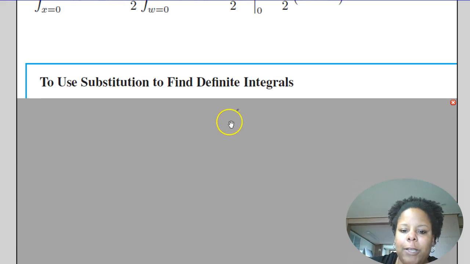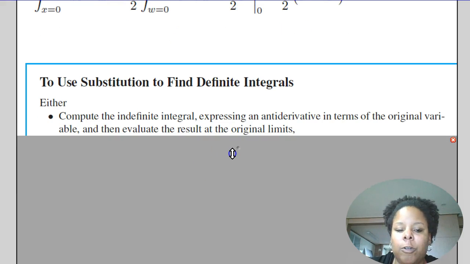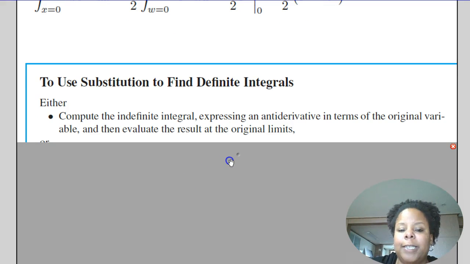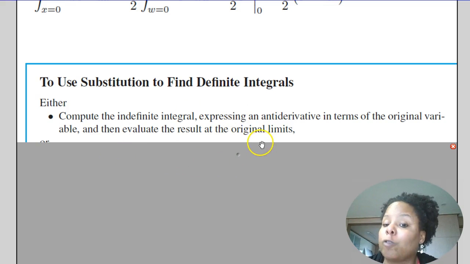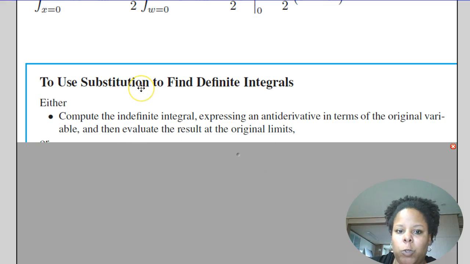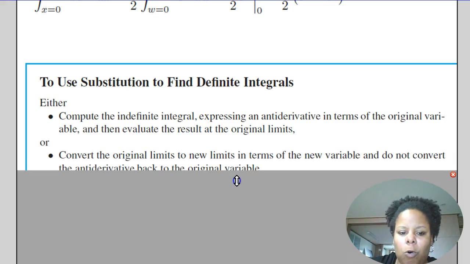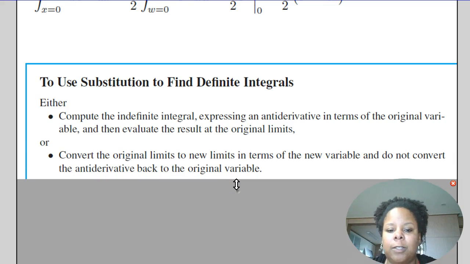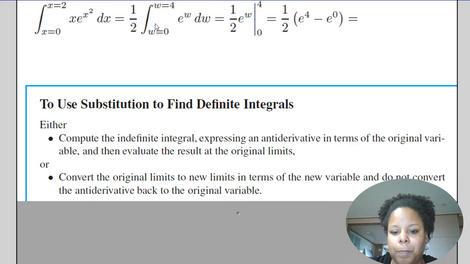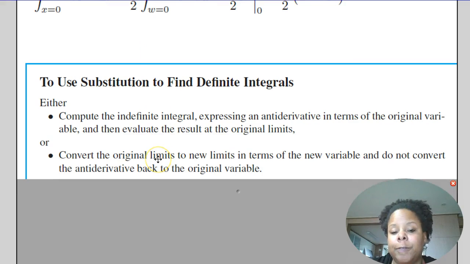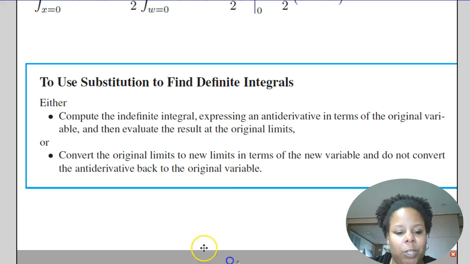So, in general, how do I use the substitution method to find definite integrals? You can do two ways. You can compute the indefinite integral, expressing the antiderivative in terms of the original variable, which was x, and then evaluate the result at the original limits of integration, which were 2 and 0. Or we can convert the original limits to new limits, which we did, with w from 0 to 4, and not convert the antiderivative back to the original variable, because we're computing the definite integral and we don't need to. So it's up to you which one you want to do, okay?